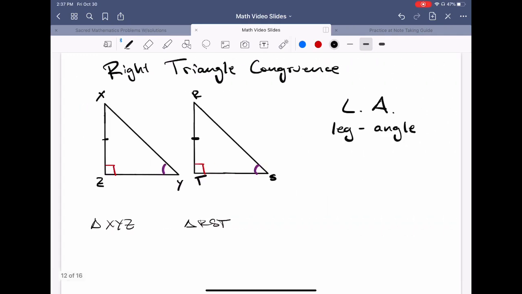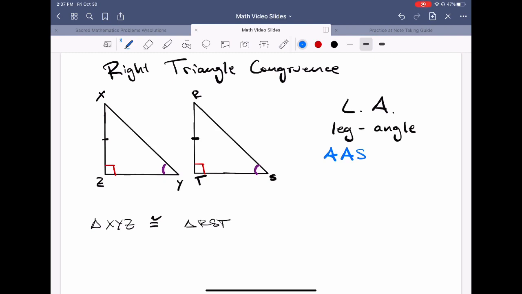Now we got LA, leg angle. Okay, I have one pair of acute angles that are marked congruent. They're corresponding acute angles in both right triangles. And I have one corresponding pair of congruent legs. And that's all I need to show that these two right triangles are congruent. It is a special case of angle, side. We have two angles, an acute angle, a right angle, and a non-included side, which is a leg.